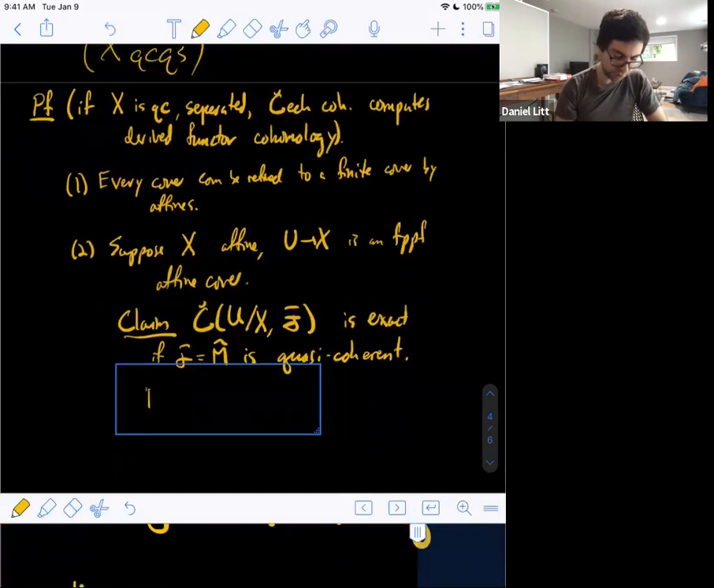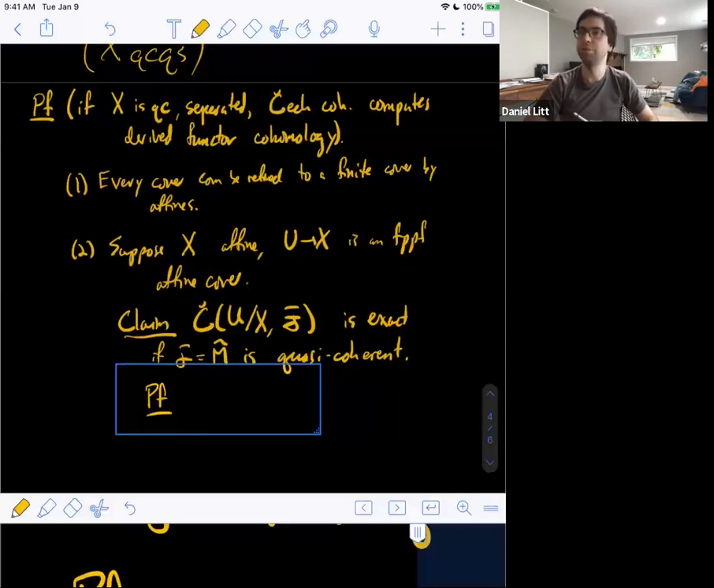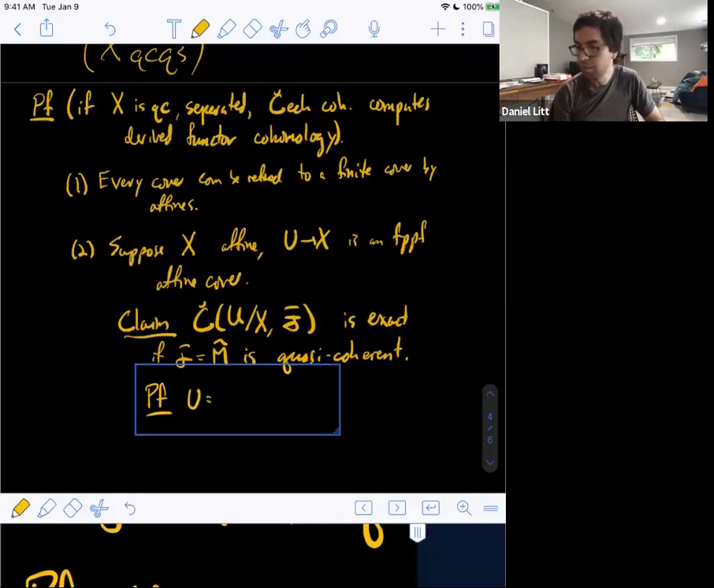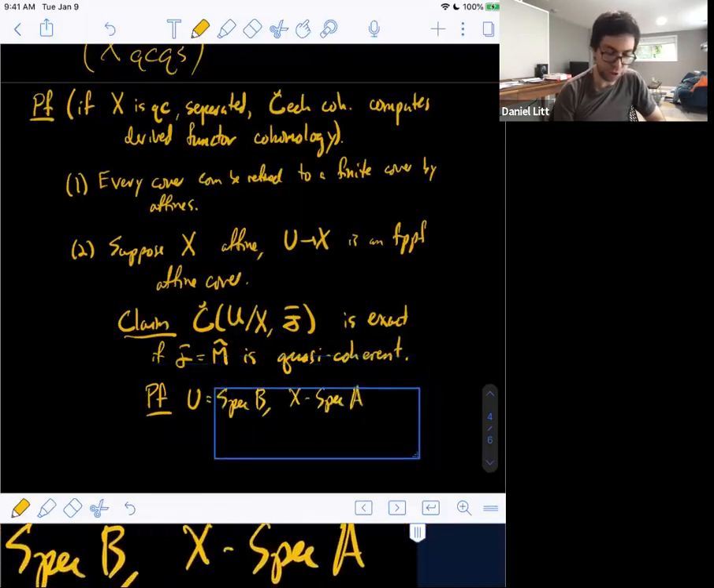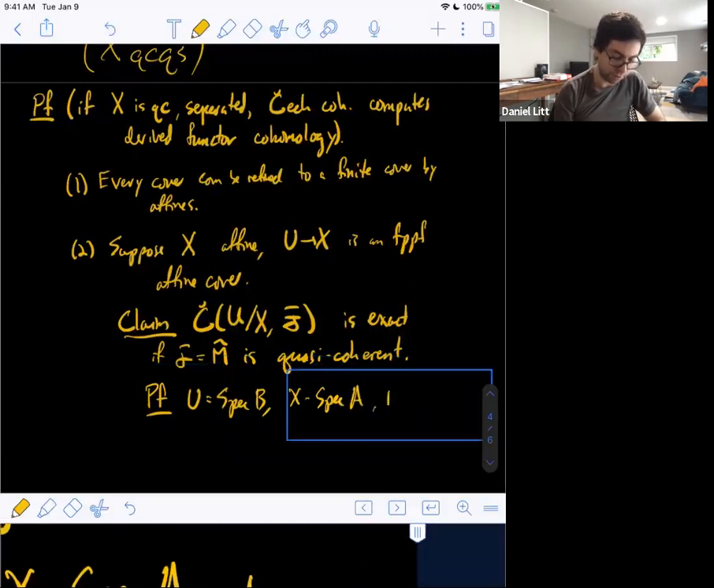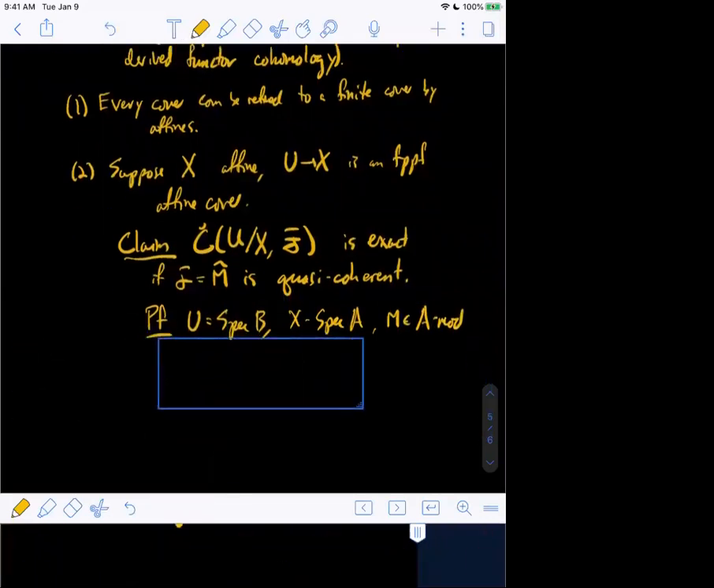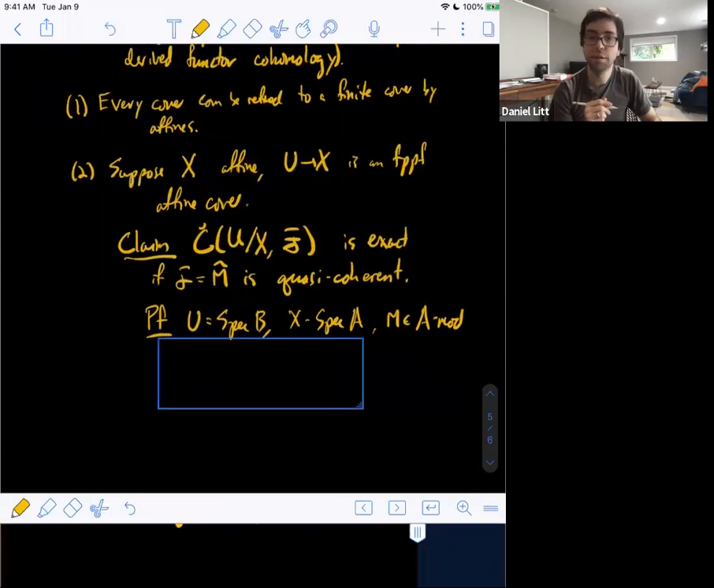Okay, so let's check this claim. So can anyone help me rewrite this Čech complex in terms of rings and modules? So everything inside is an affine, and we have a module, so we should be able to rewrite everything, right? So let me choose some notation. So suppose U is Spec B, X is Spec A. And then F is a quasi-coherent sheaf on X. So here M should be an A-module. Is this going to be the same thing that we had in our descent stuff?